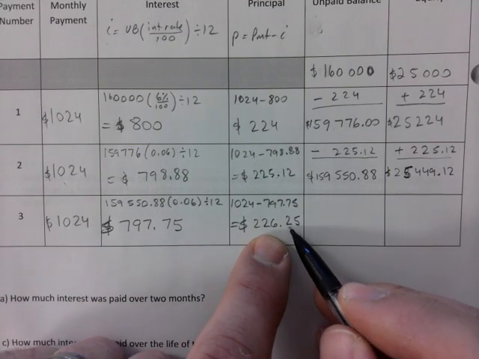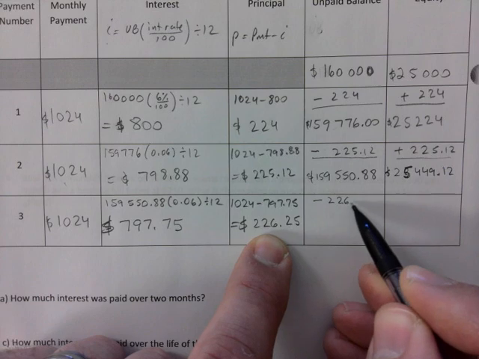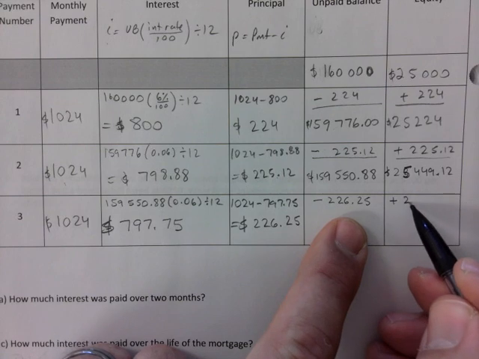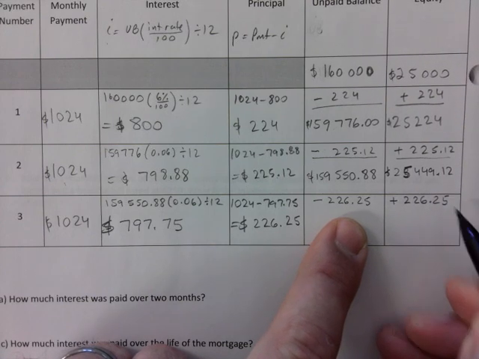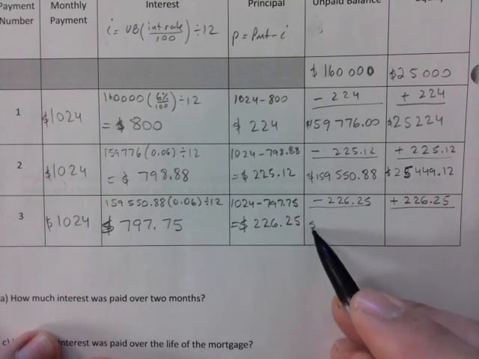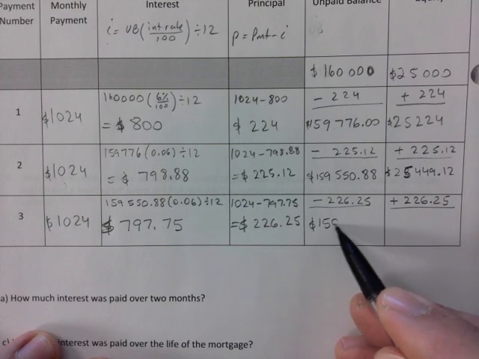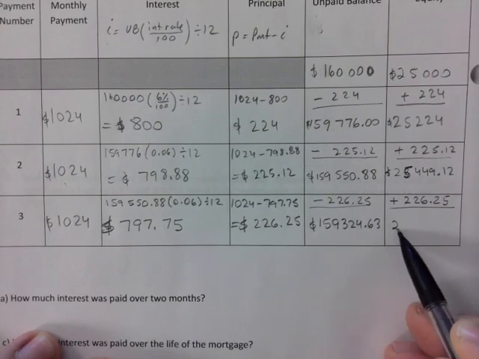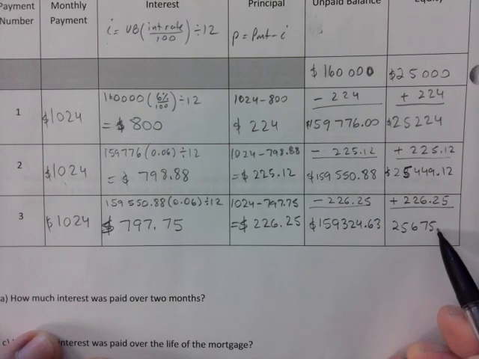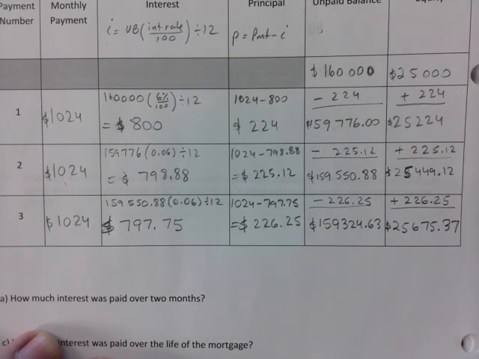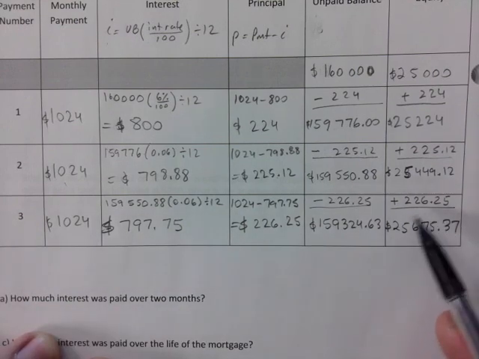Then this principal brings down your unpaid balance, but it increases your equity part. Equity is what you own in the home, right? So this would be 159,324.63, and this would be 25,675.37. So after 3 months, you can say that your equity that you've built in the home is 25,675.